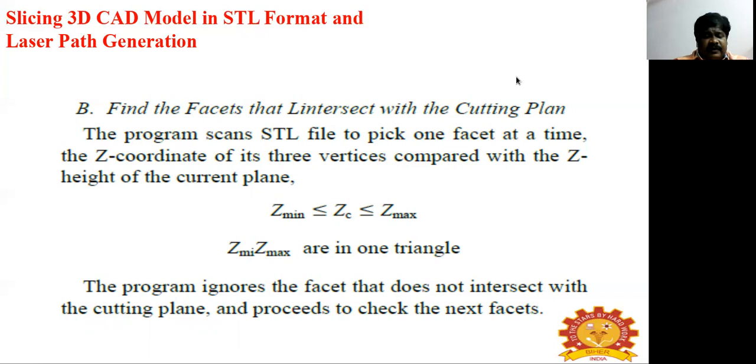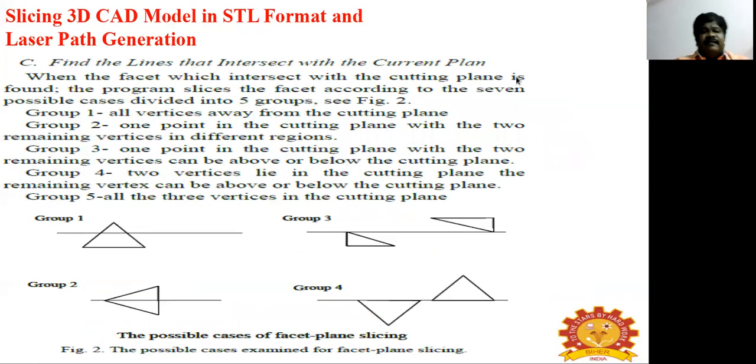So from the various CAD packages, we find the lines that are intersecting with the current plane. When we find the facets which are intersecting with the current plane, the program will slice the facet according to the possible cases. You can see the figure, the possible cases of a facet plane slicing. Group 1 is all vertices away from the cutting plane.